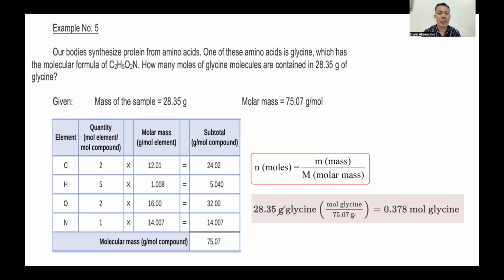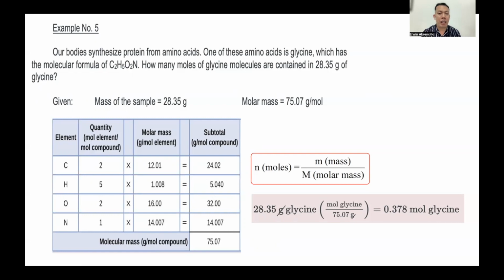Our body synthesizes protein from amino acids. One of these amino acids is glycine, which has the molecular formula of C2H5O2N. How many moles of glycine molecules are contained in 28.35 grams of glycine? With that, you can actually use a table if you are comfortable with it.